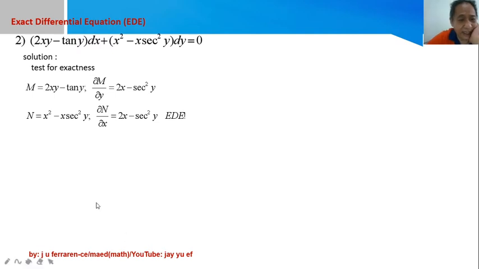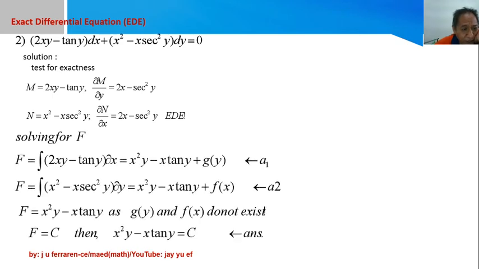N will be differentiated with x. X squared becomes 2x. That's 2x. X, the derivative of which is 1. What is left is secant squared y. Okay, so the two are the same. Therefore, this is an exact differential equation. Now proceed to finding f.